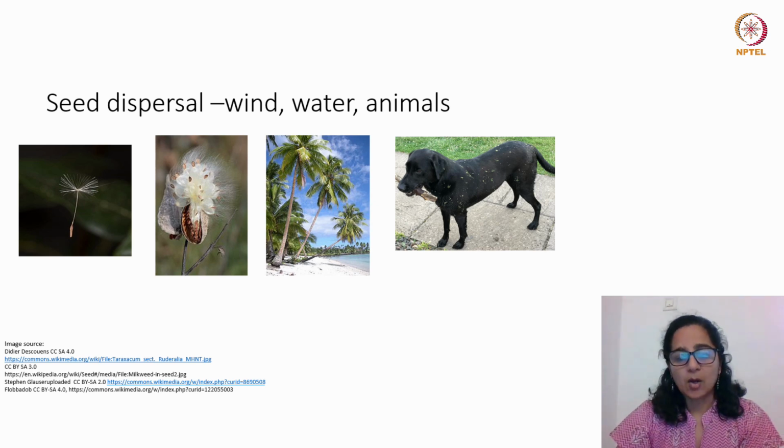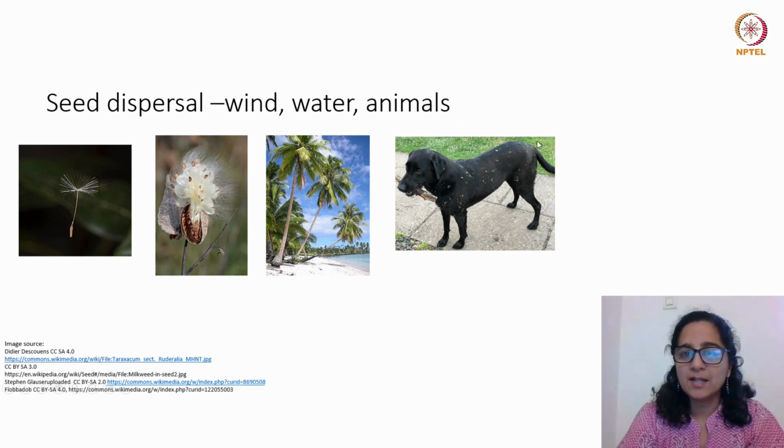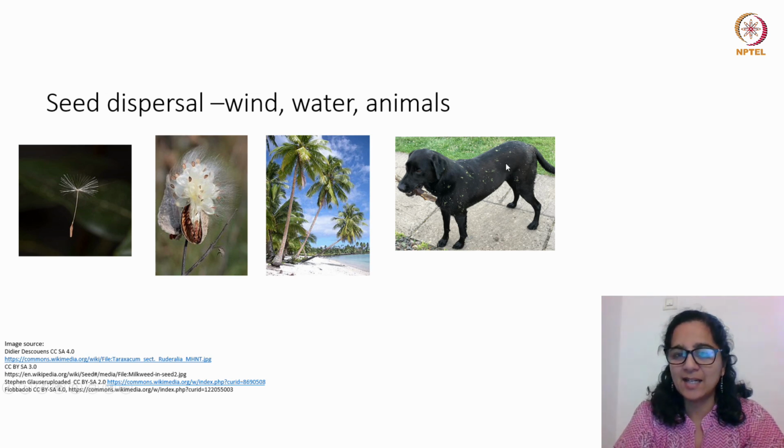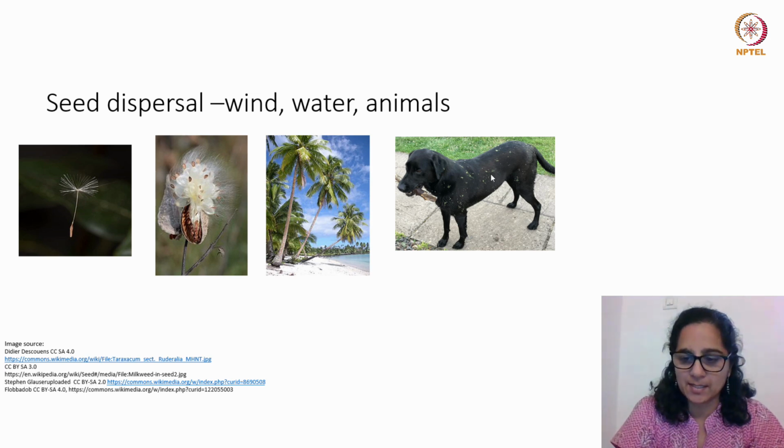A lot of seeds are also dispersed by animal agents, including us. We eat, say, a mango or a grape, and then we throw away the seeds. If we happen to throw it on the roadside where there is mud, it has the potential to germinate. Here is a dog which has roamed around in the grass, and its coat has a lot of tiny seeds. When the dog goes somewhere else, it is dispersing these seeds. So there are various mechanisms of seed dispersal.